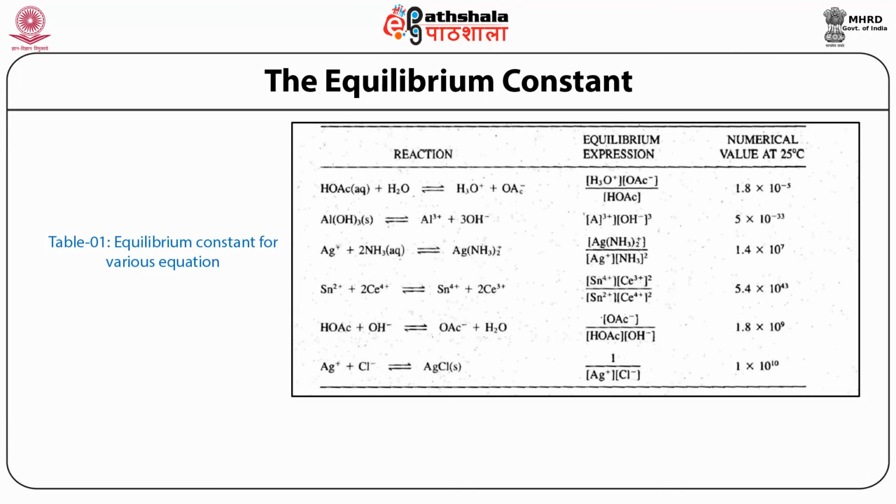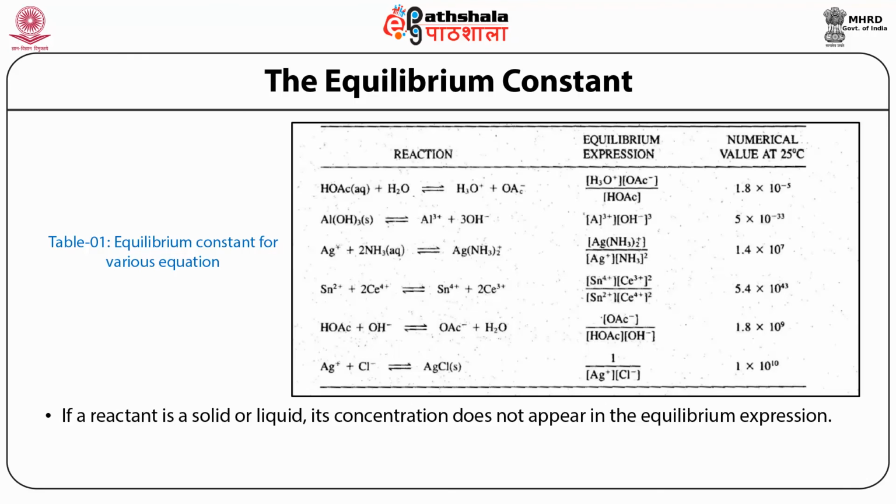This table shows the equilibrium constants for various equations, including the hydrolysis of acetic acid, aluminum hydroxide, the reaction of tin and cerium, and the formation of silver chloride from silver and chloride.